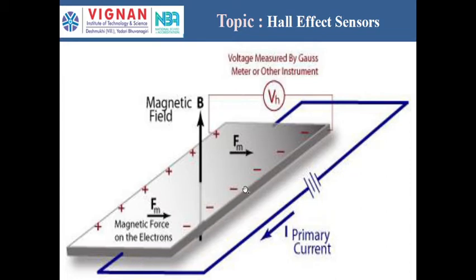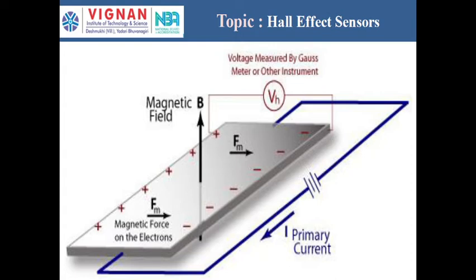So this is a conductor which is placed in a magnetic field. The magnetic field is in this perpendicular direction. This conductor carries some current, the primary current, in this direction. So when this conductor is placed in this magnetic field, a voltage is produced between the two edges of this conductor. This voltage is measured across the two edges of the conductor. That voltage may be measured by some normal instrument or some Gauss meter.